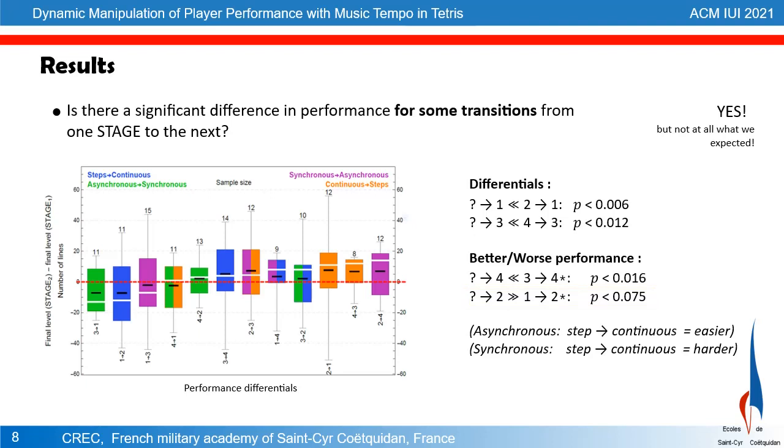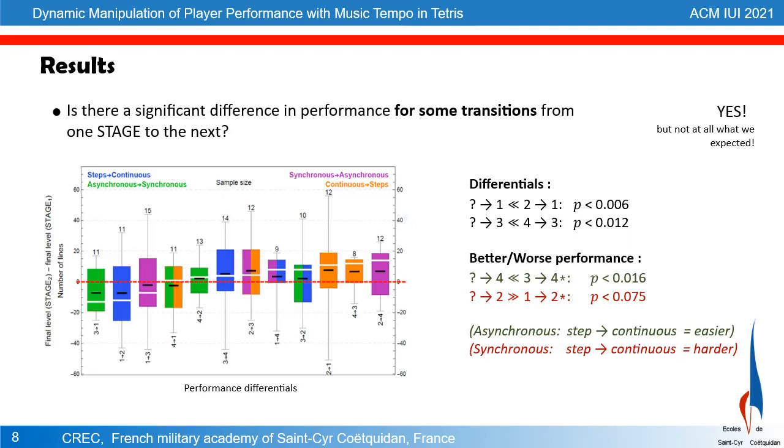This is very surprising, because the 3 to 4 and 1 to 2 sequences show the same shift from a stepwise increasing tempo to a more continuous increasing tempo. The difference is that in 1 to 2, the tempo is synchronous, while in 3 to 4, the tempo is asynchronous with the gameplay elements.